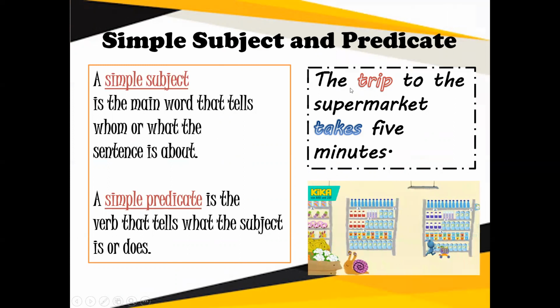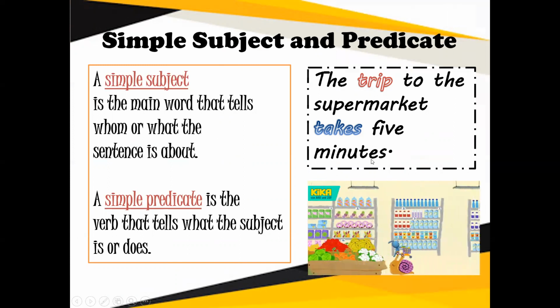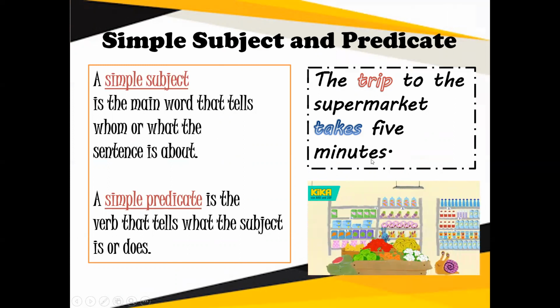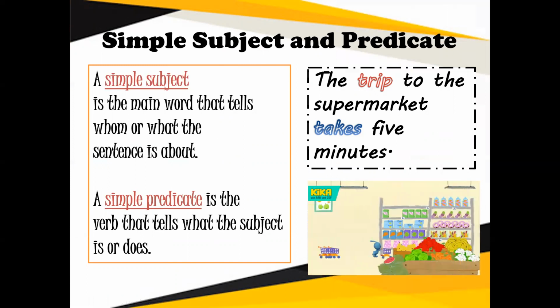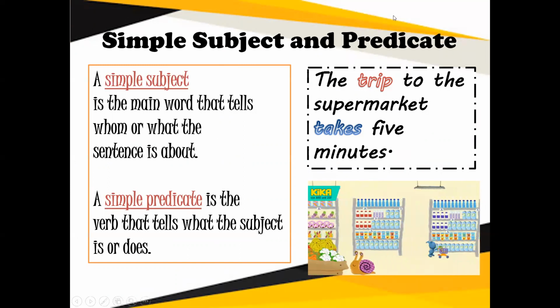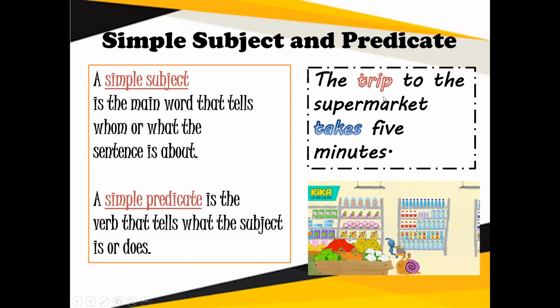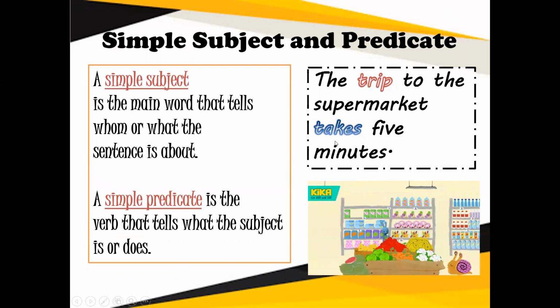Like in the sentence, "The trip to the supermarket takes 5 minutes." It has a lot of words, but if you take out only the simple subject and the simple predicate, you have the noun "trip" and you have the verb "takes."